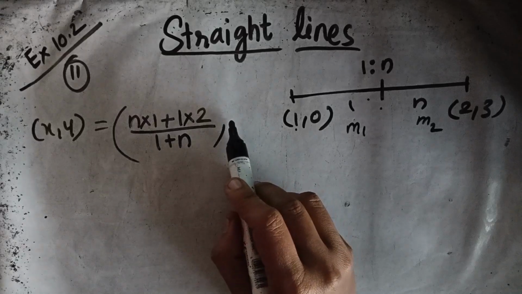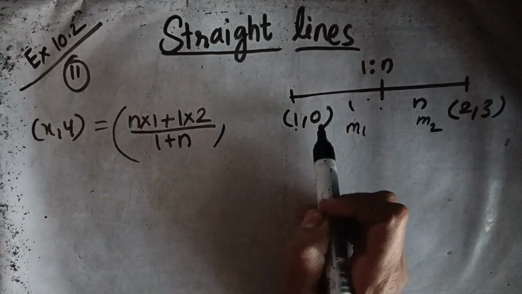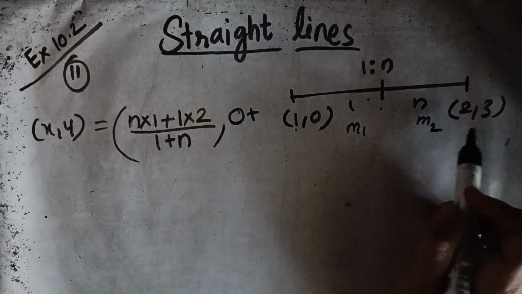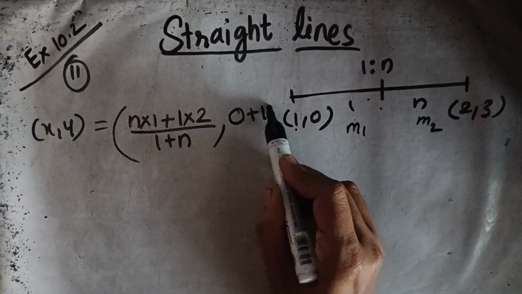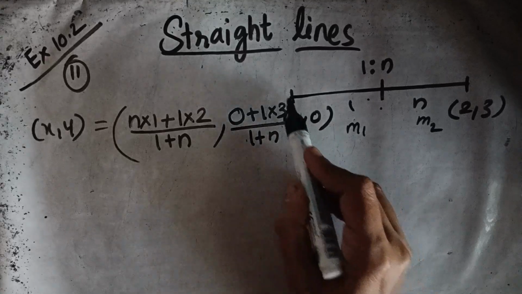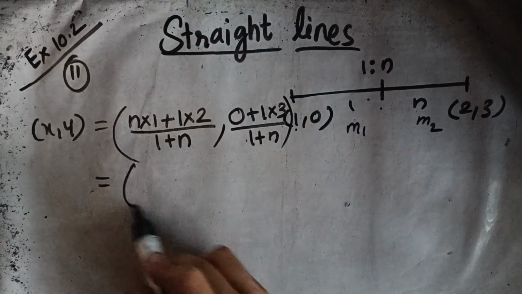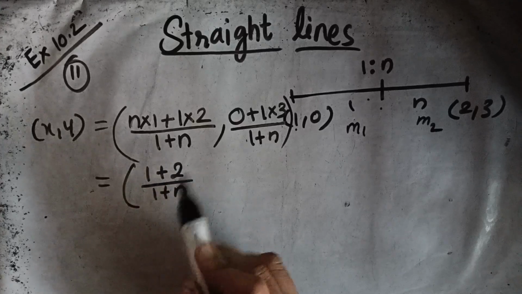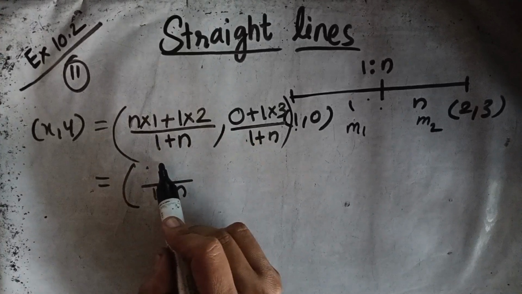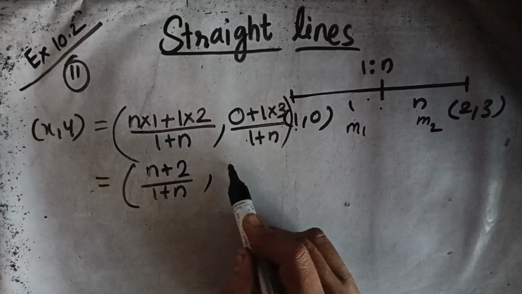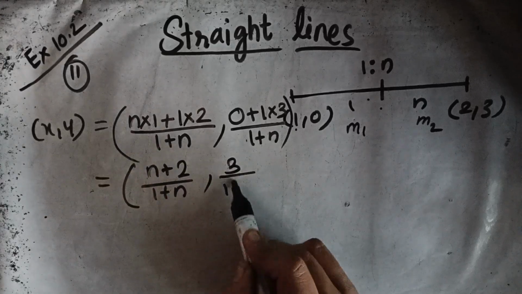Then m2 y1 is 0, plus m1 y2, upon 1 plus n. Okay, so we are getting 1 plus 2n on 1 plus n. So this is n plus 2, and here it is 3 by 1 plus n.